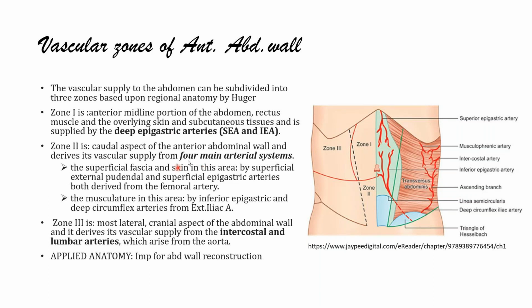Now this is the most important. See these two vessels out here, and the lateral or zone 3 is basically an area which is the most lateral cranial aspect of the abdominal wall. This is the lateral cranial aspect, right? This whole thing is zone 2. This is zone 1. So zone 1 is only the superior epigastric artery. Zone 2 is all inferior epigastric arteries and the four main arterial systems. And zone 3 are the lateral most. And the applied anatomy is usually when we try to make these musculocutaneous flaps in repair of abdominal wall defects, and that is where it becomes important, right?